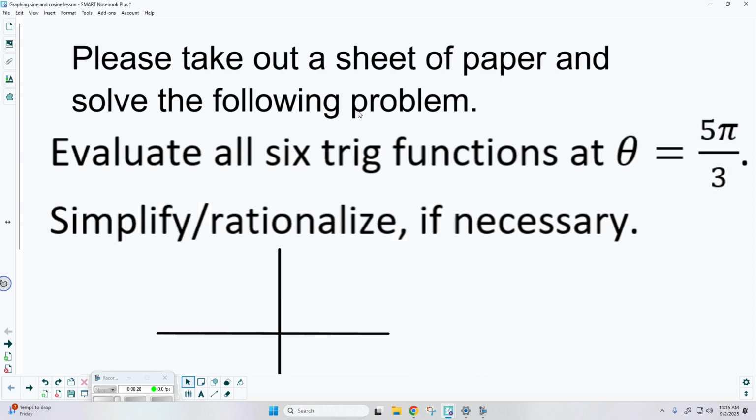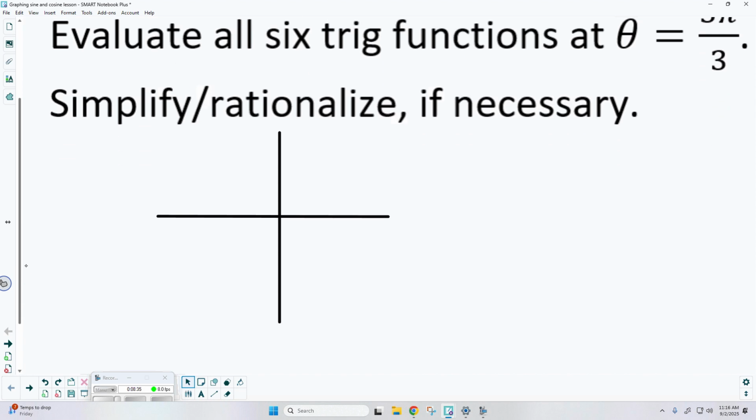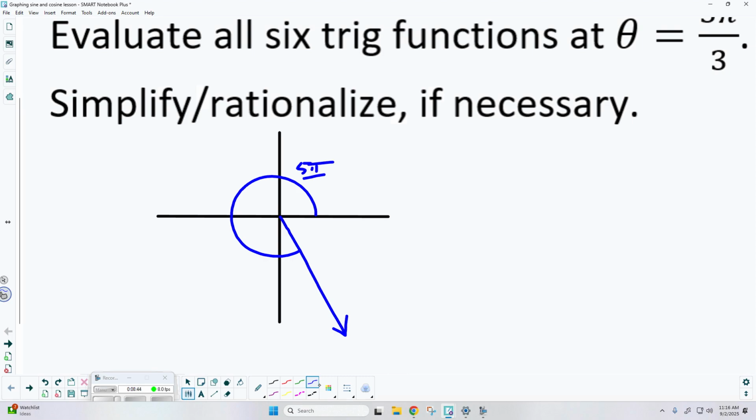Okay, that's 4 minutes. Let's go ahead and talk about it. What quadrant is 5/3 pi in? Not quadrant 3. Quadrant 4. Okay, so let's say I go around here. Probably going to look maybe something like this. Okay, so this is 5 pi over 3.